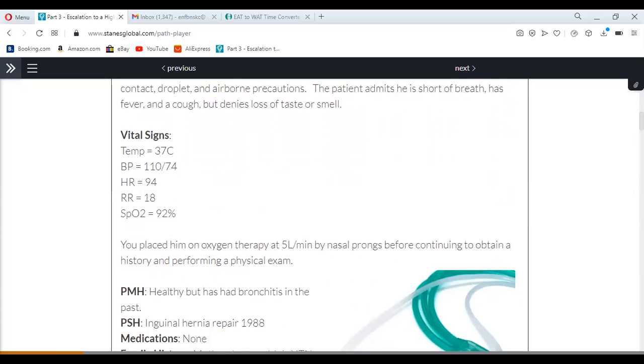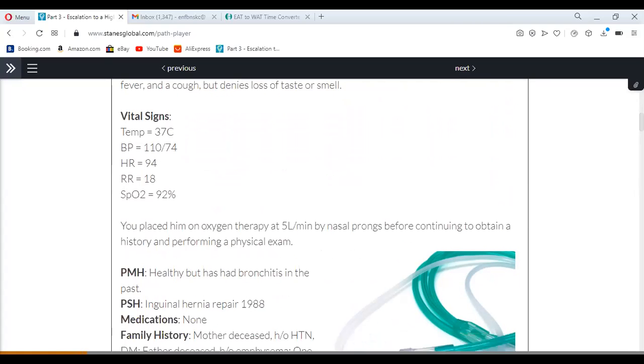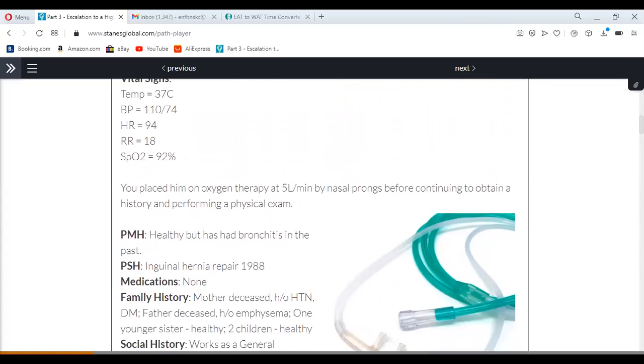And then his saturation using pulse oximetry was 92%. So you place him on oxygen therapy at 5 liters per minute by nasal prongs before continuing to obtain a history and performing a physical examination. You know you have to start something before you proceed.